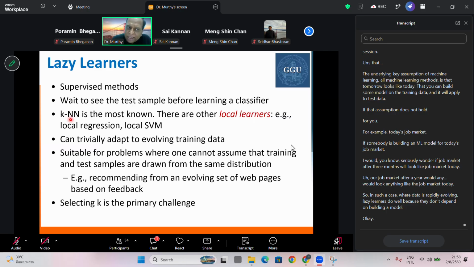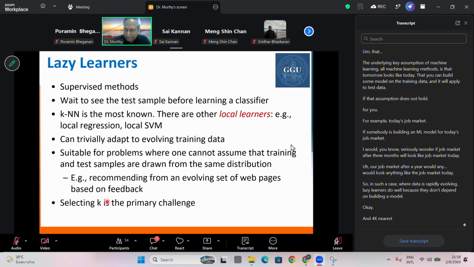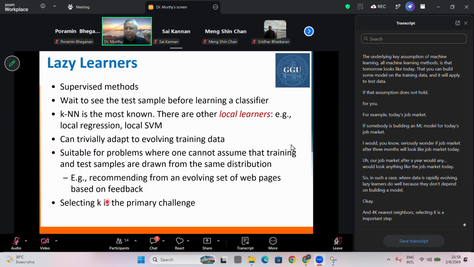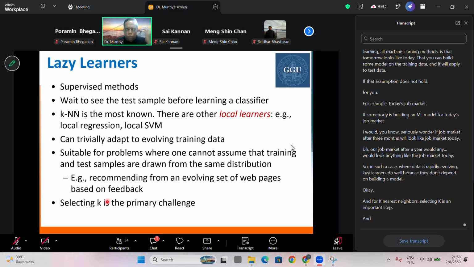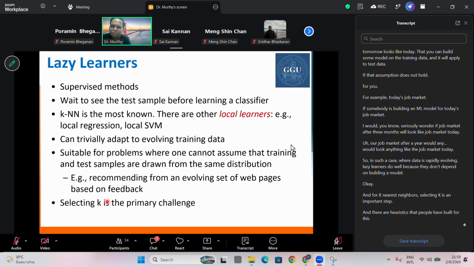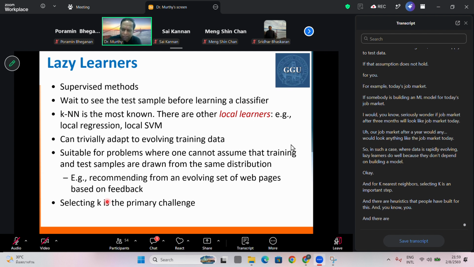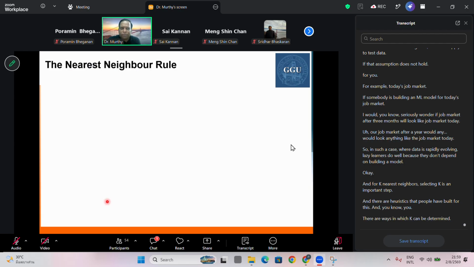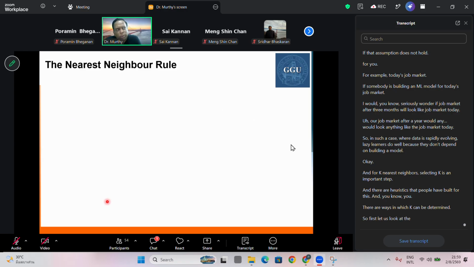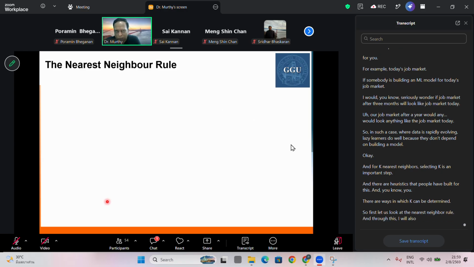And for k nearest neighbor, selecting k is an important step. There are heuristics that people have built for this, and there are ways in which k can be determined. Okay. So first, let us look at the nearest neighbor rule. And through this, I will also explain the local learners.